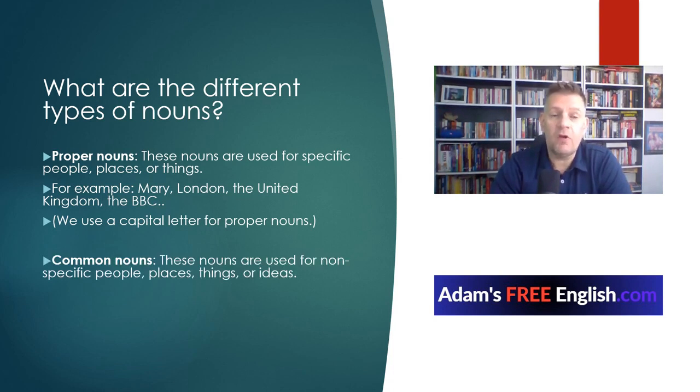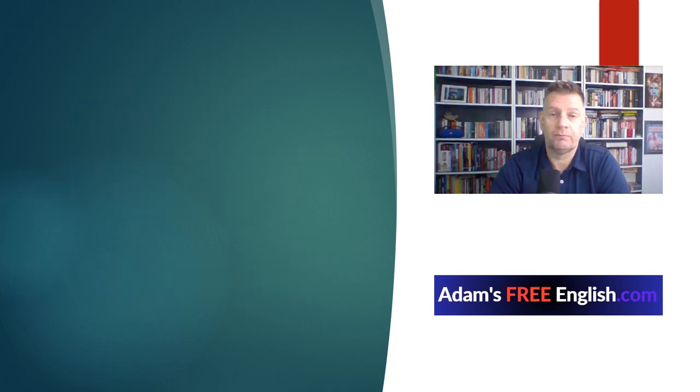Any nouns that are not proper nouns will be common nouns. These nouns are used for non-specific people, places, things, or ideas. So for example, boy, village, book, or surprise. These are all common nouns.